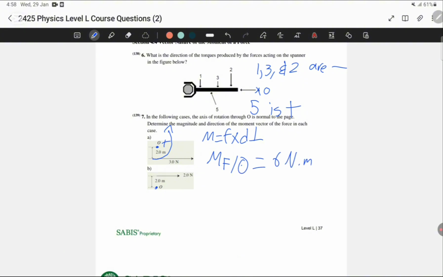Here we can see that it's going to be going like this, which is clockwise, negative. 2 newtons times 2 meters. Moment of force 2 on O is going to be equal to negative 4 newton meters. Alright, on to the next.